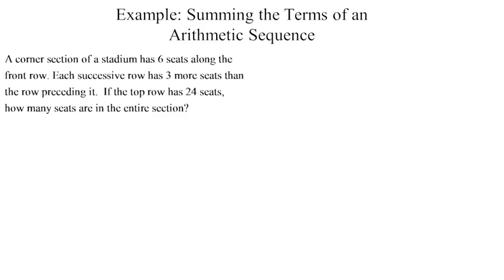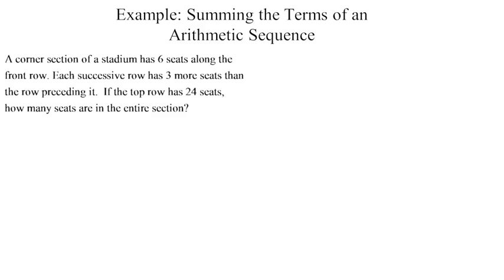Yes, we could go through and calculate because we know the pattern. If there's 6, the next one's going to have 9, 12, 15, 18, so on and so forth, and add all those together. But we're going to use this rule that we understand now about arithmetic sequences and series. First thing we need to do is calculate how many rows there are going to be.